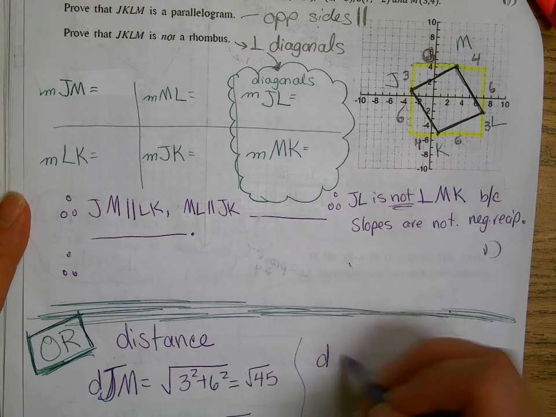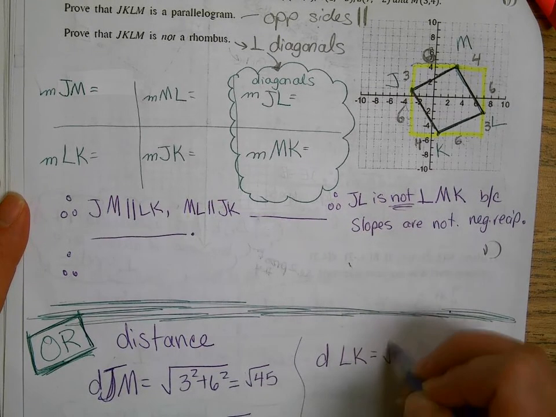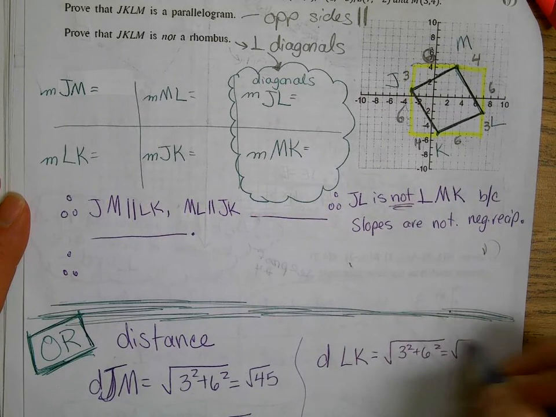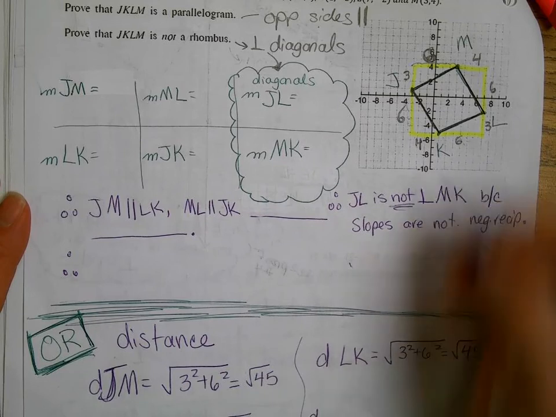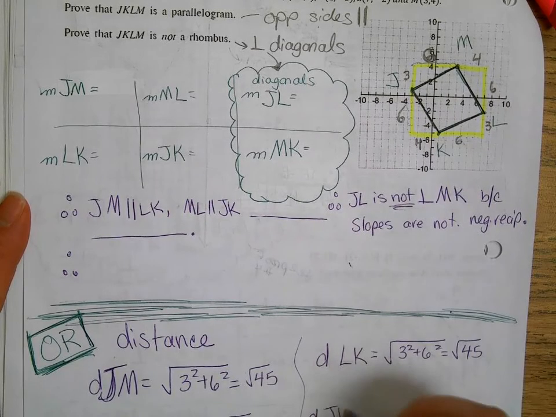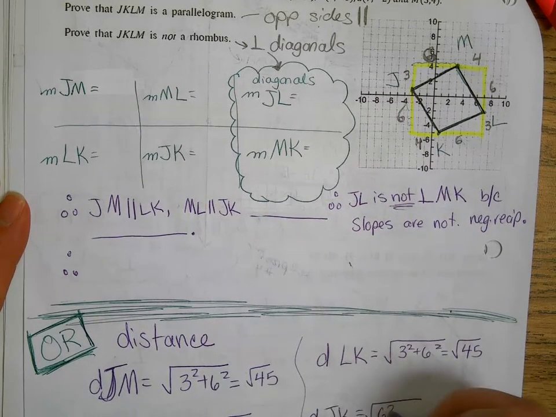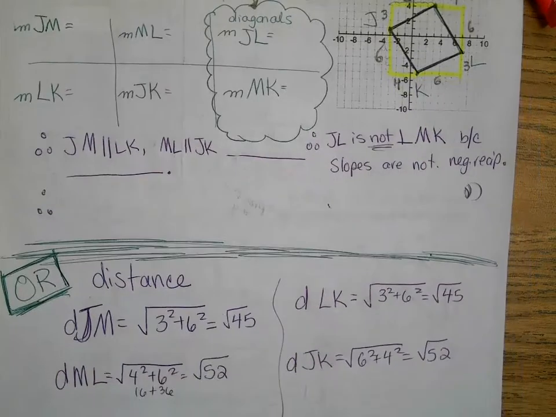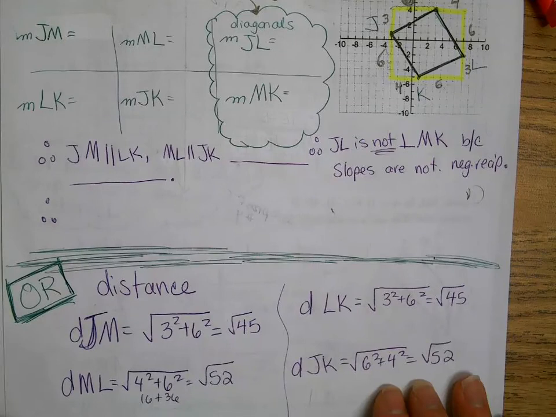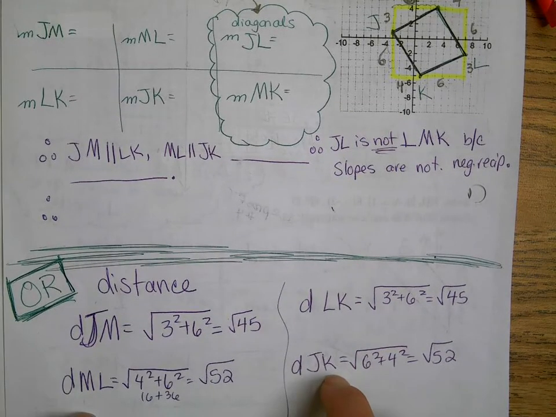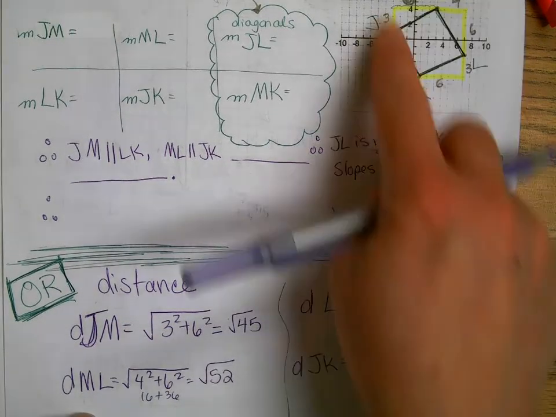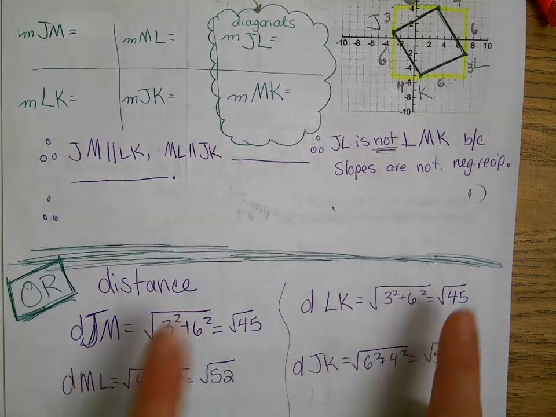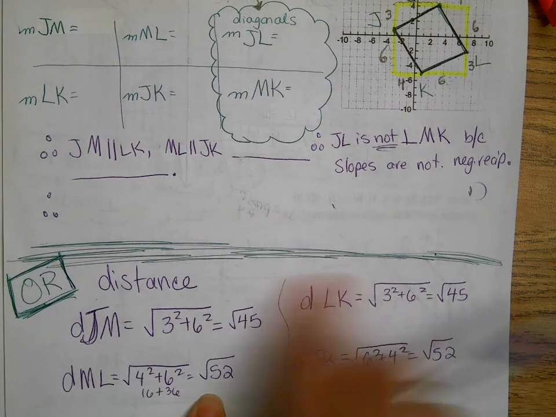Then we have the distance of LK is down 3 over 6. 3 squared plus 6 squared, again, is the square root of 45. And then the last one, J to K, is the square root of 6 squared plus 4 squared, again, is the square root of 52. So, oops, sorry, you couldn't see that there at the bottom of my screen. But finding the distances of all 4 sides using those boxes, those little right triangles outside your picture, proves that this has 2 sets of equal sides, but not all sides are equal.